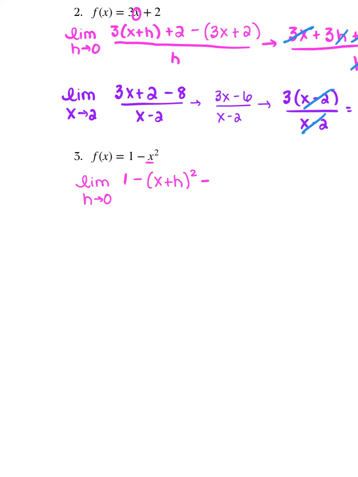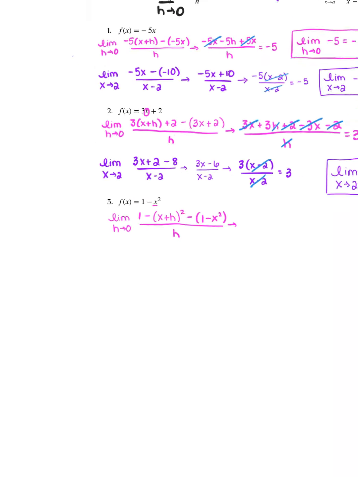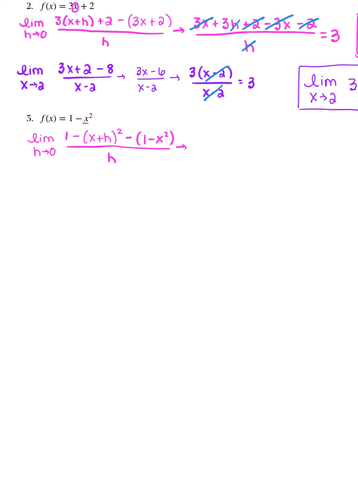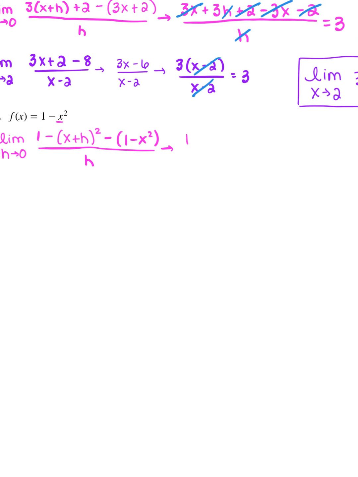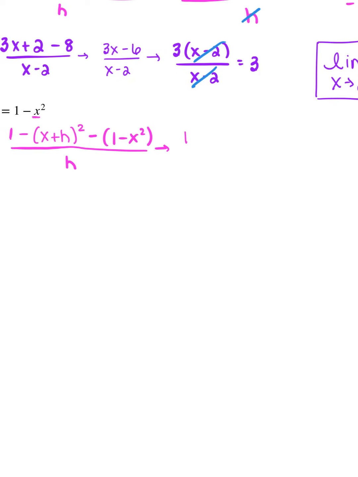Then we need to subtract f of x, which is the original expression, but that really needs to be in parentheses because it's more than one piece, and we want to make sure we subtract both. All over just h. Okay, so let's be careful here. This is now going to be a 1 minus, when I FOIL x plus h squared, this is what I get.